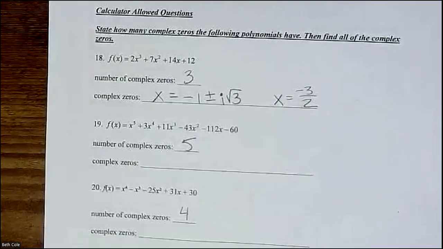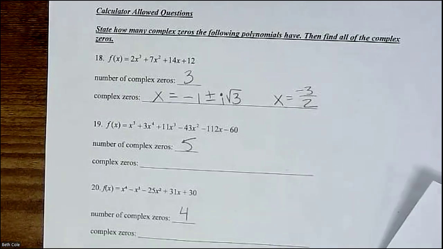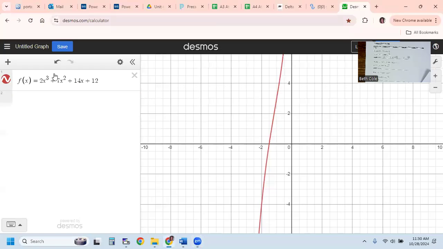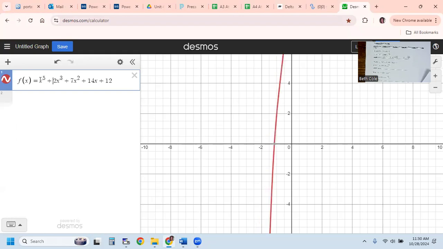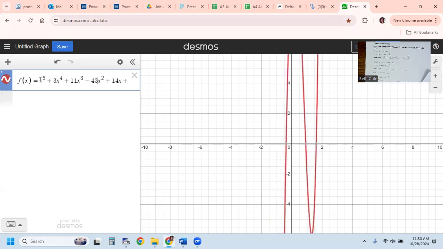All right, let's try 19. I'm gonna type that in the calculator. I need you guys to just watch and make sure I don't type it wrong. You gotta look after me like I messed up that other one. All right, x to the 5th, plus 3x to the 4th, plus 11x cubed, minus 4. Oh, what did I do wrong? So I just typed it wrong.